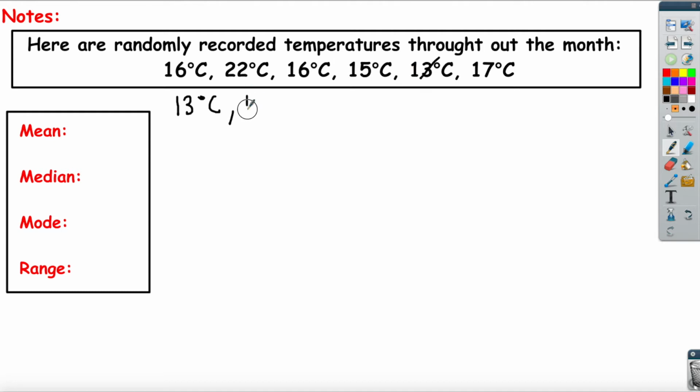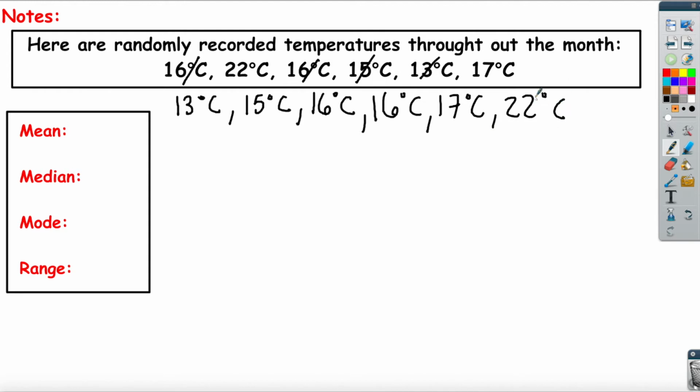The next one would be 15, 16, another 16, 17, and 22. Same thing I always do is I just double check that I've caught everything by crossing them out. Another way you could do it is just count them up. So I have 1, 2, 3, 4, 5, 6. 1, 2, 3, 4, 5, 6. Perfect. Okay, first up, the mean.